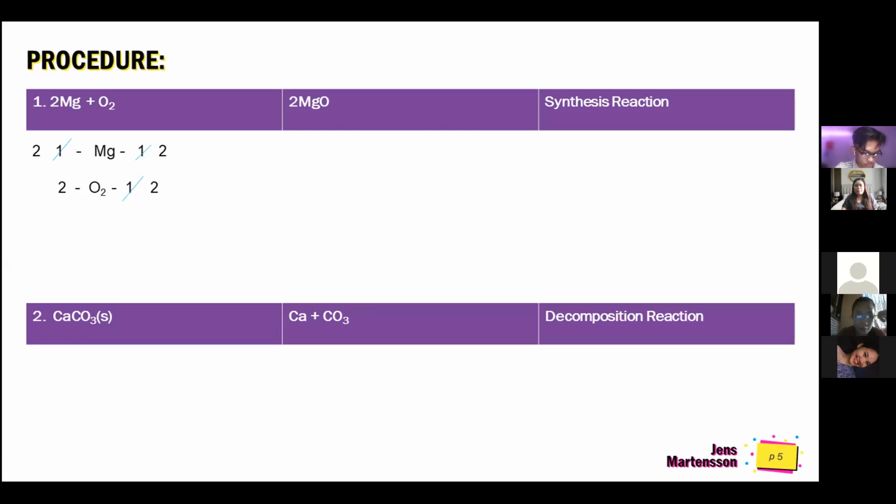So number 2, the given formula here is CaCO3. So we identify it as a decomposition reaction. As we predict the product, our answer is Ca plus CO3. So we no longer need to balance it, ma'am, because it is already balanced. So I am giving the floor to Miss Salinas to continue the reporting.